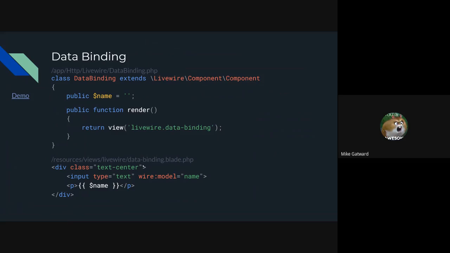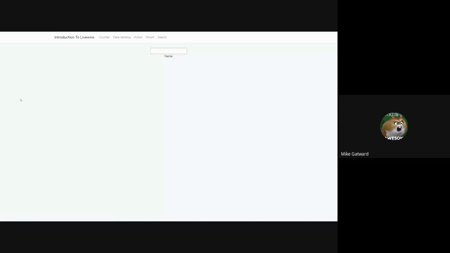And then in our view, we've got an input field and we're using wire:model, which again is very similar, if you're familiar with how Vue.js works, to the v-model attribute. We're just saying we want to link this input field to the name property. And then all we're doing underneath is just outputting the name using normal blade syntax. So let's have a look at an example of this. So again, we can put our name in, and you see the updates.